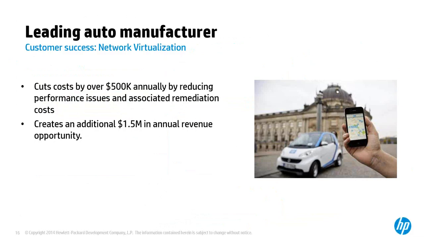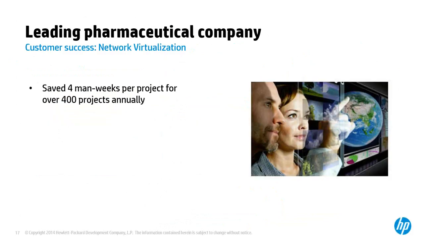The last one that I wanted to look at was a very large international pharmaceutical company, and the key element here is by introducing network virtualization, and this was that shift left of being able to introduce it early. So as you're in that late development stage, into your BVT environments, and you're running these early tests, what they realized was saving 4 man-weeks per project for over 400 projects annually. So this was a significant savings that they identified.